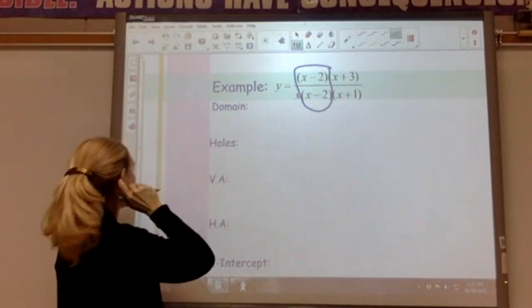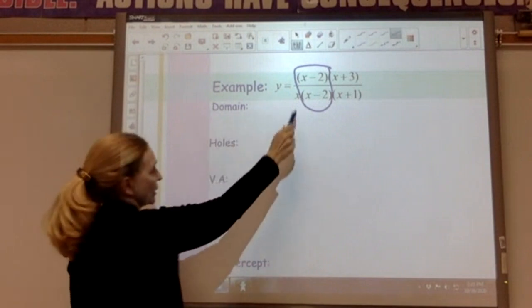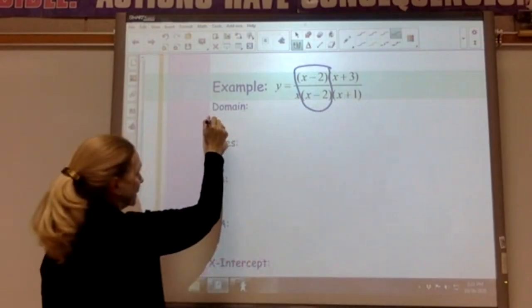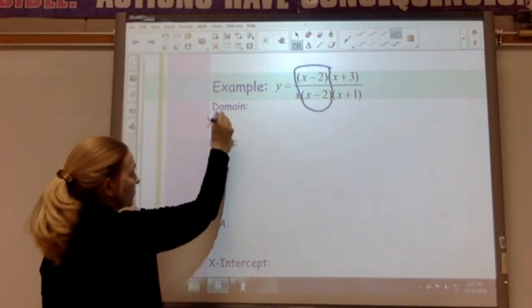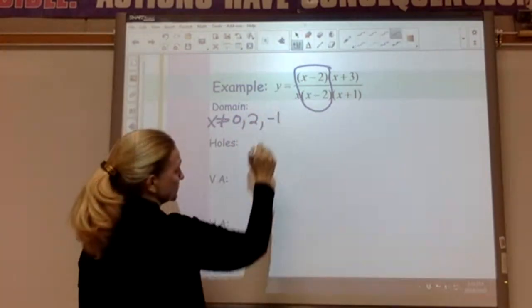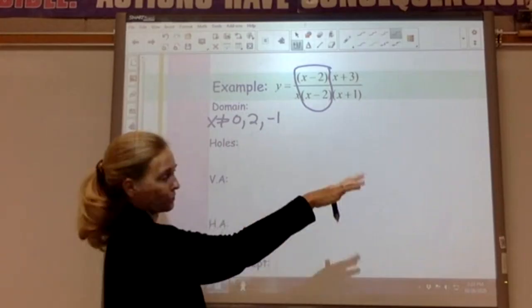So I'm going to come down here. So I'll go ahead and write the domain. All right, so if I set x equal to 0, x minus 2 equal to 0, and x plus 1 equals 0, I would get x cannot equal 0, 2, negative 1. Okay, so I have 3 excluded values, these right here. That cannot be in my domain.